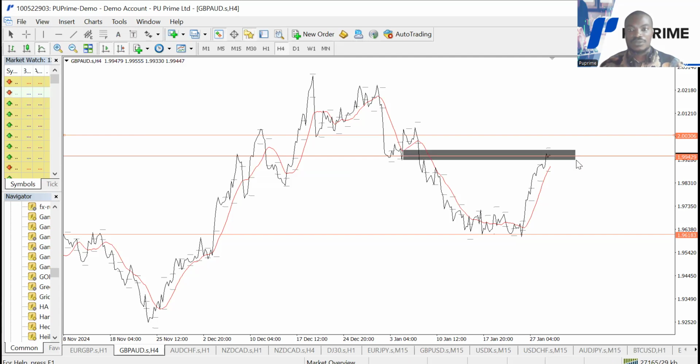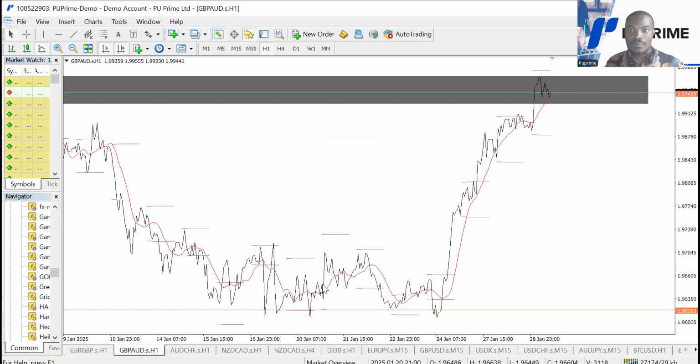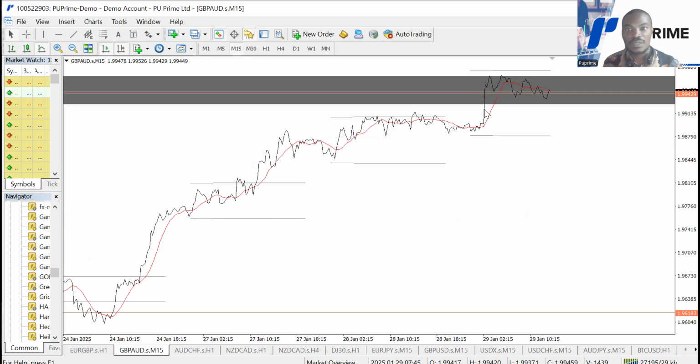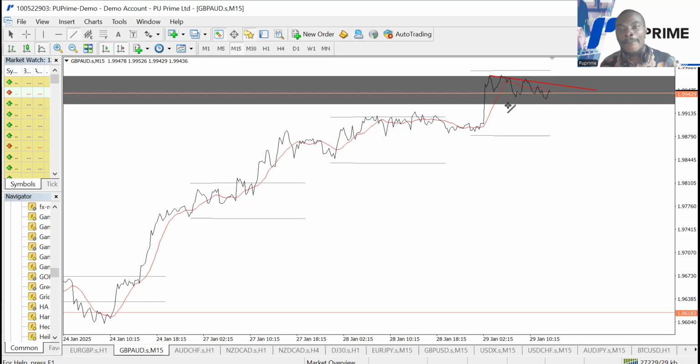Right? So GBP AUD, I would love to see sellers coming into this market. Not that there's going to be sellers, I said I would love to see sellers coming to the market. But the market just showed momentum on 15 minutes, which could also be a fake pattern. So we never can tell.